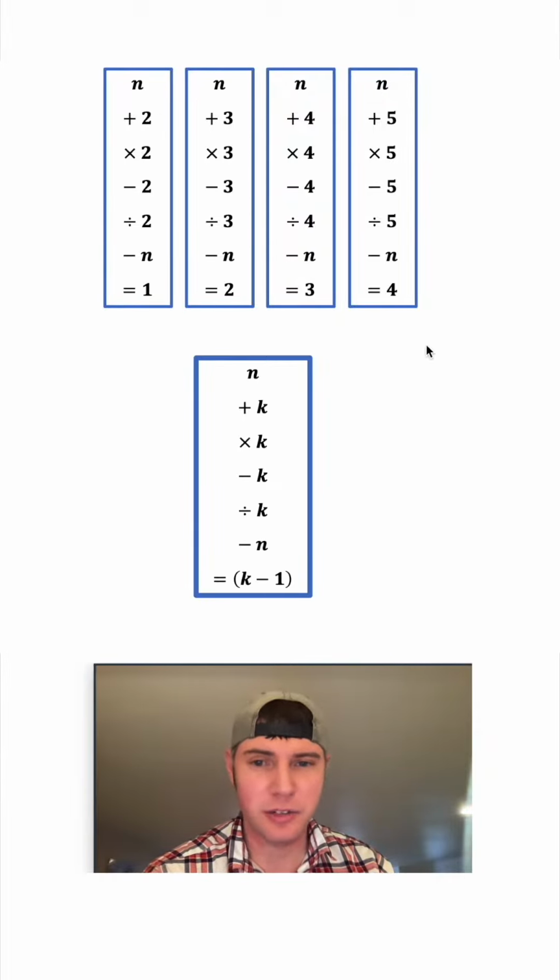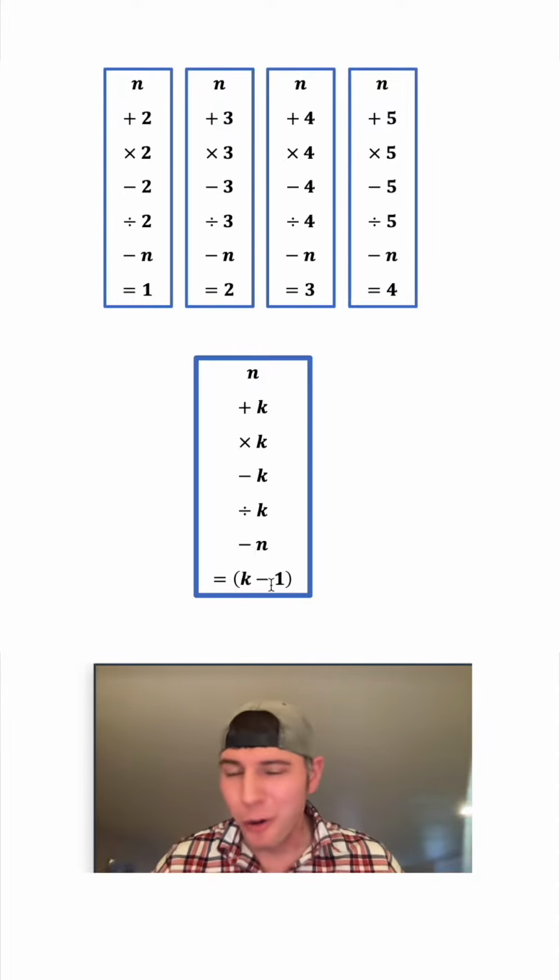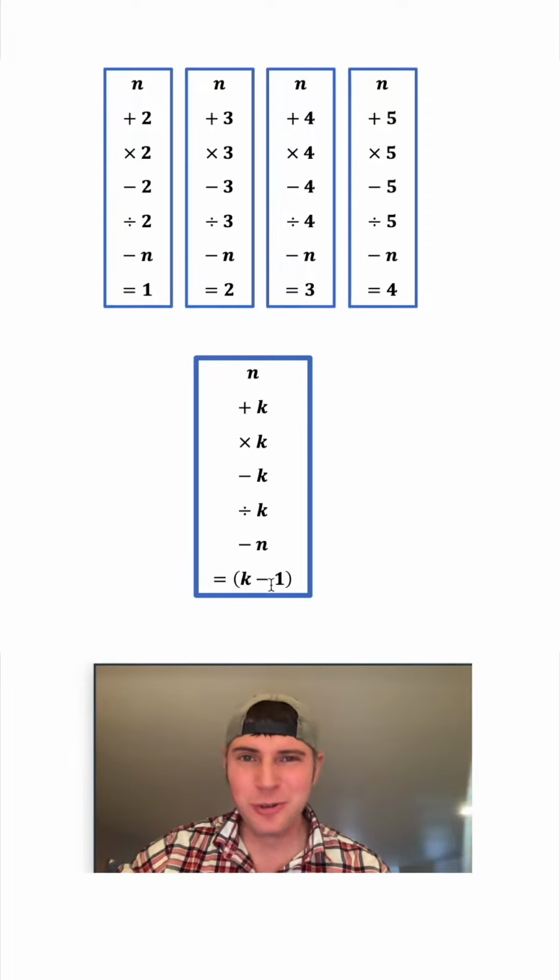And here it is in the general case. Choose any number n, and then add, multiply, subtract, divide any number k, and then subtract the original number. You always end up with 1 less than k. How cool is that? Do you want to see a proof?